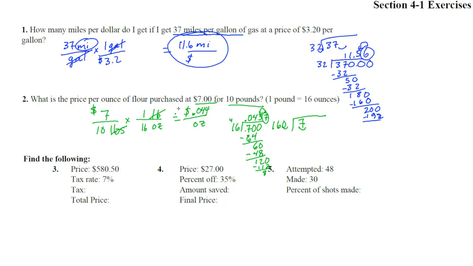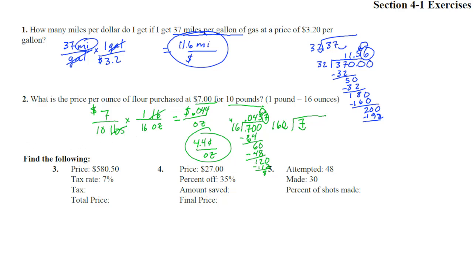Now, it's common in grocery stores that the one time that they won't round to the nearest cent is when they're telling you how many cents per ounce. So this would be the same as 4.4 cents per ounce. And if you rounded just to 4 cents, $0.04, that would be all right.